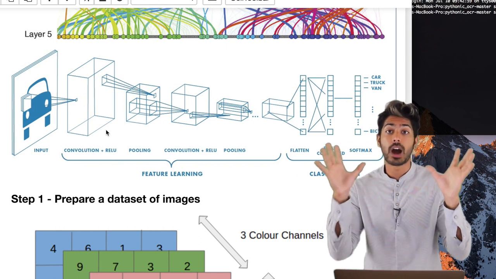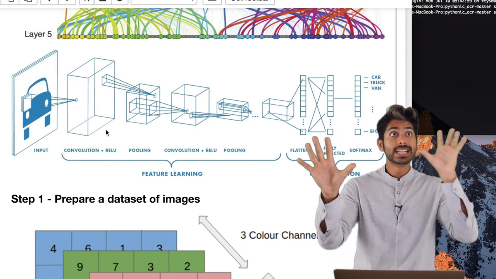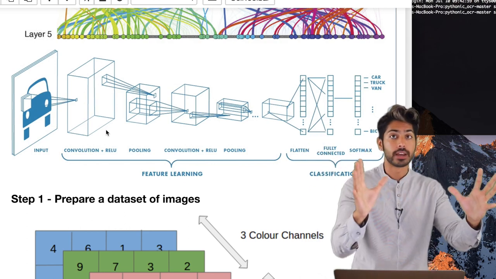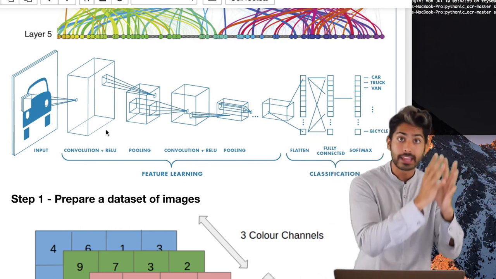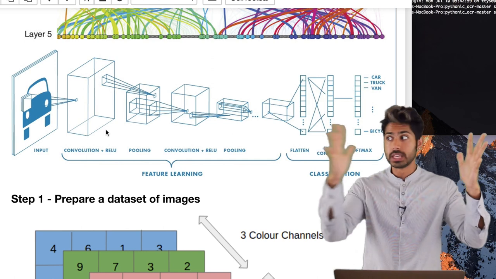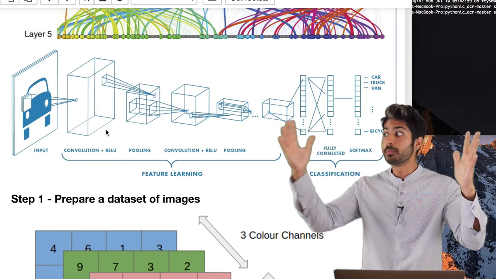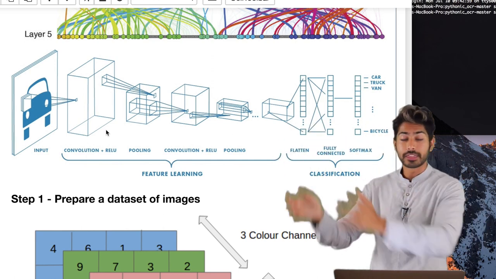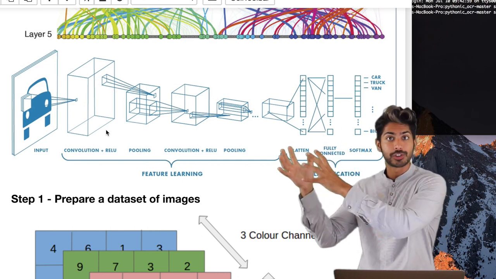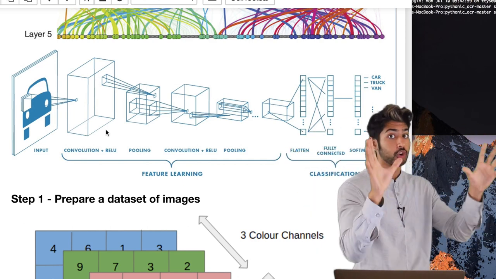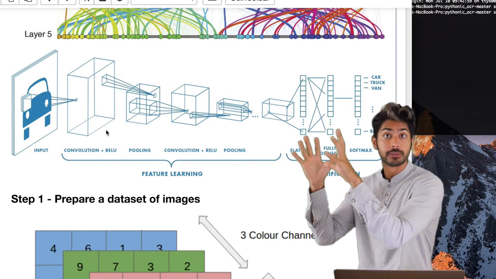of splitting up a convolutional network into two separate categories. The first category is feature learning, and that's what's happening from the head to the middle to almost the tail end of the network. And at the very tail end is classification. So there's two parts: there's the feature learning part, and then there's the classification part.